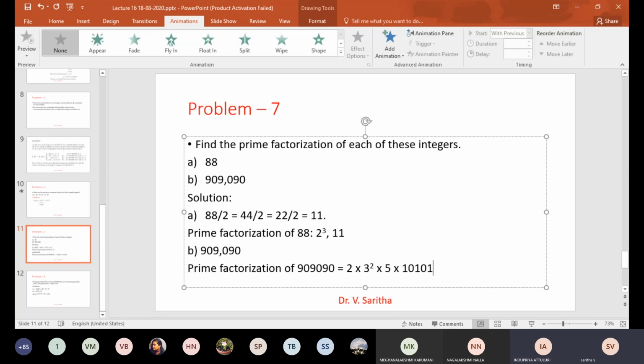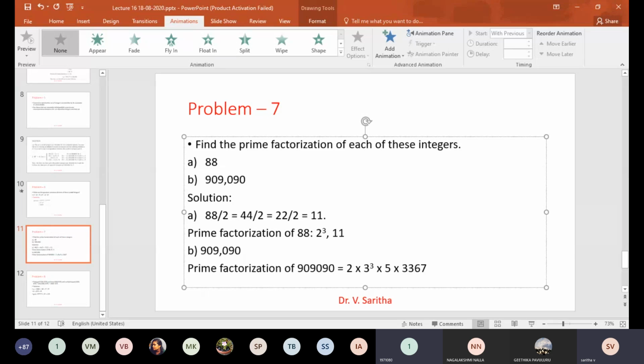10101. Yes. Is this not divisible by anything? Is 10101 a prime number? No, ma'am. It is divisible by 3, ma'am. You do it. So if you divide by 3, what will be the answer? 3367. 3367, right? So I can make this as 3. So 3367 is not divisible by anything, 7 or 9 kind of thing? It is divisible by 7, ma'am.